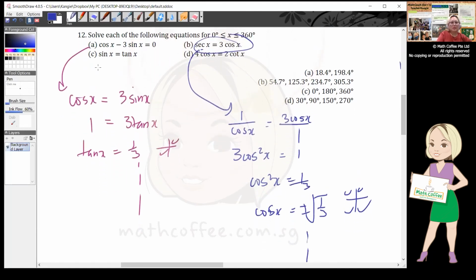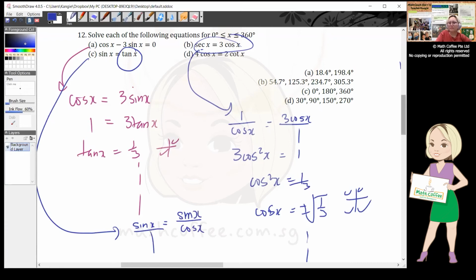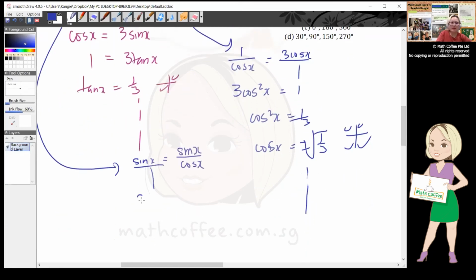And now part 12c. Sine x equals tangent x. So I'm going to split this to become sine x over cosine x. Okay? Then what can I do? Just cross multiply. So I get sine x cosine x equals sine x. How to solve? Bring it over, take out common factor sine x.